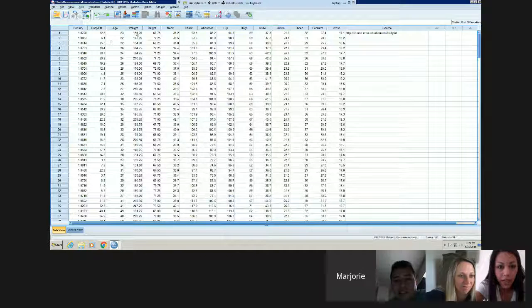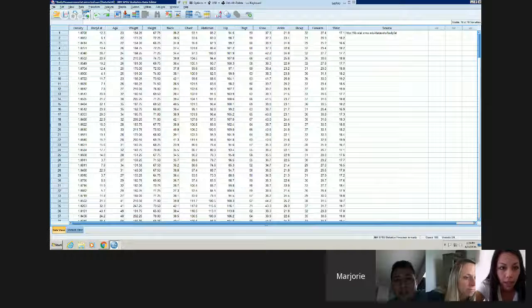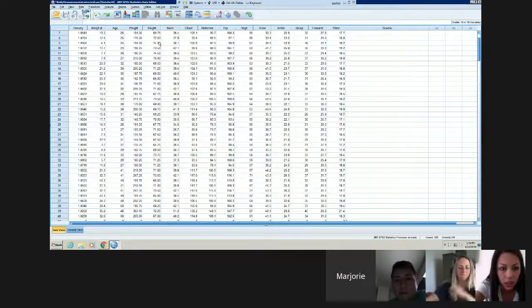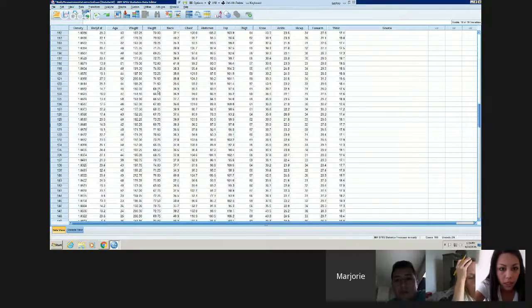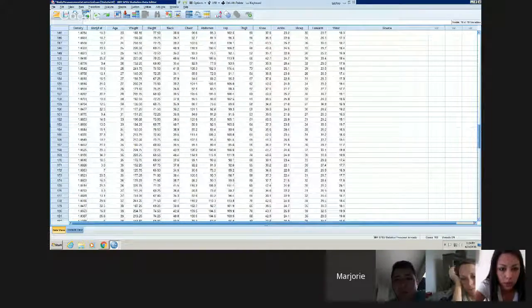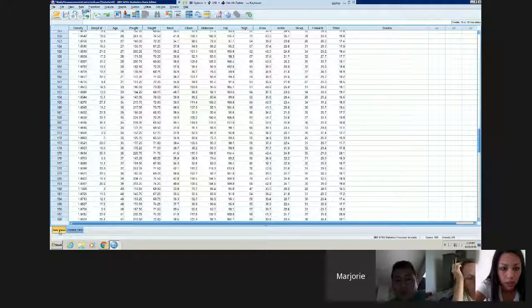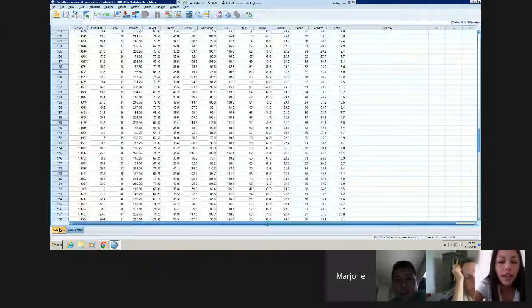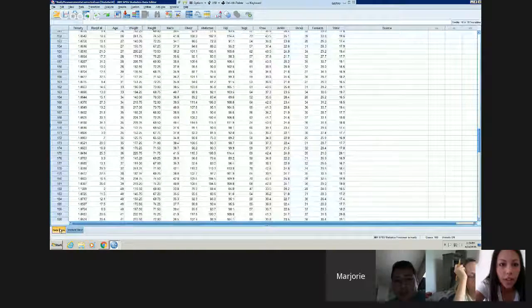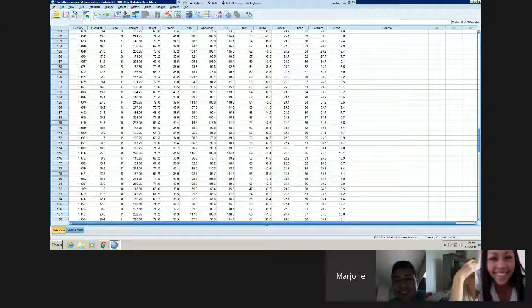So you got to analyze, regression, then linear. You put in your dependent variable, and then you go into statistics. You're going to click on estimates and model fit. Then you're going to click on continue. And then, yep, that should give you all the answers. Did it? Oh, I'm not doing it. I Googled it. So, go to analyze, regression. Okay, I'll do it. Good.